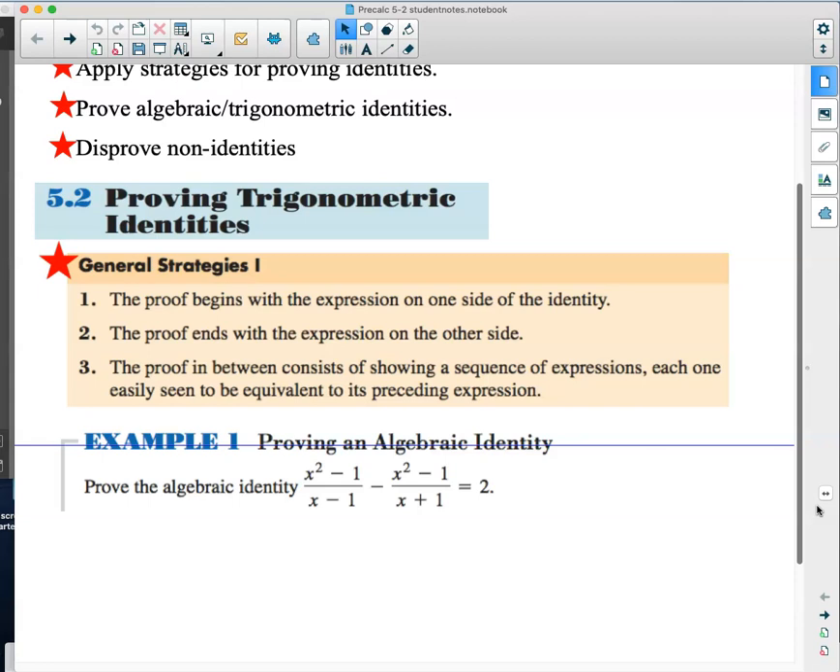The proof in between, and this is huge, one step at a time. The proof in between consists of showing a sequence of expressions, each one easily seen to be equivalent to its preceding expression. No skipping steps, none. You have to show the little baby steps that show, here was my reasoning from why I went from this to this as you go through it.